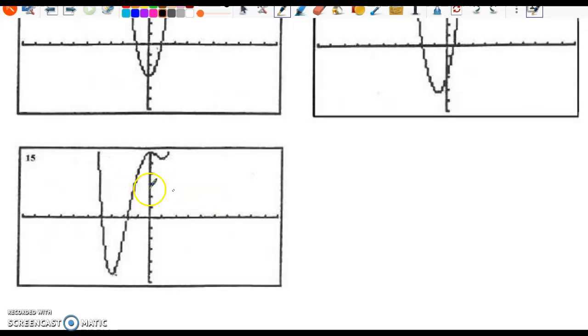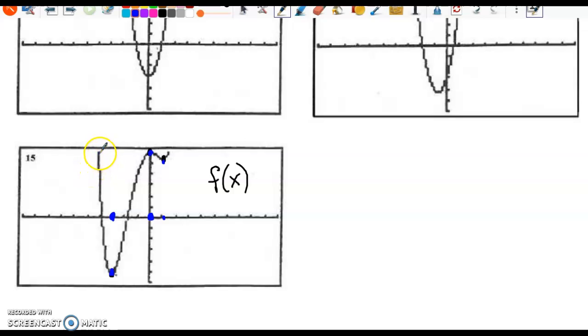Here's my clue to you. I'm going to call number 15 f of x real quick. Right now I can tell that we have a min or a max. So what I do for the derivative is think, if the derivative here is 0, it's a horizontal tangent, so its derivative must cross the x-axis. Same thing right here. It's a horizontal tangent, derivative crosses the x-axis.